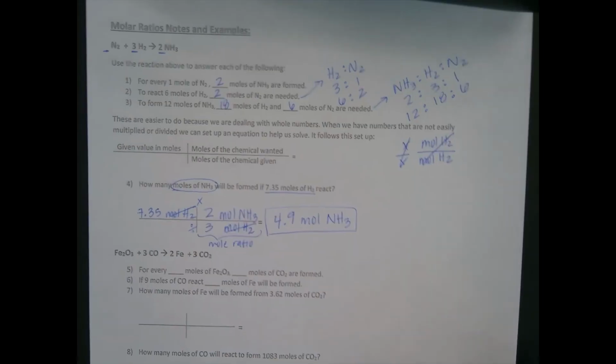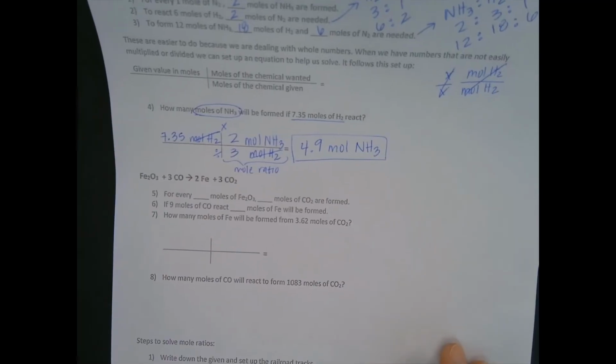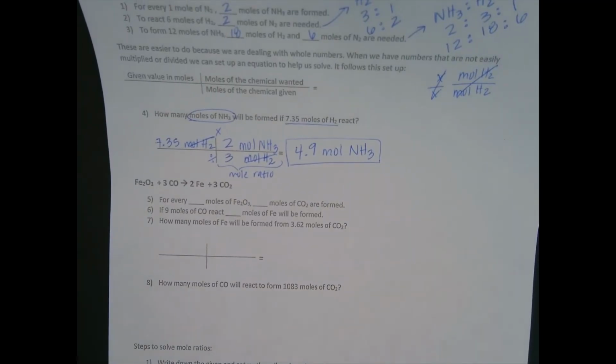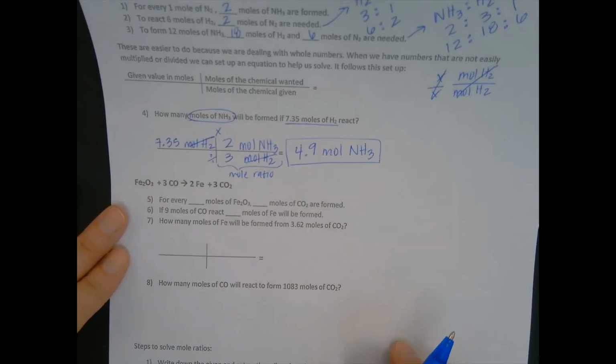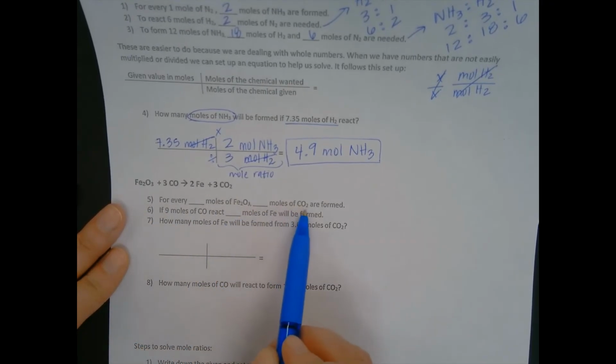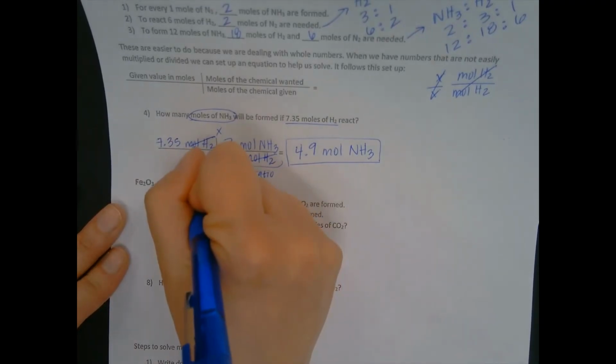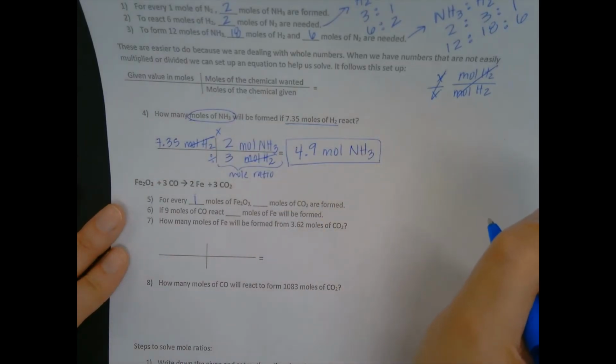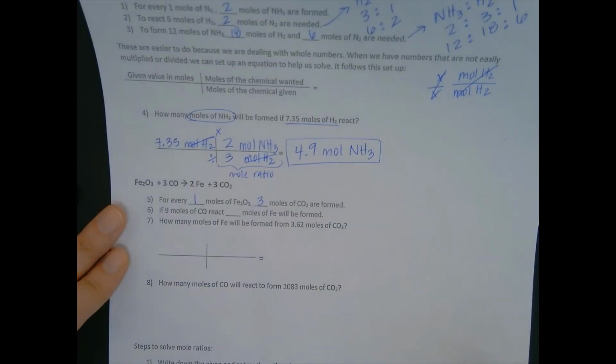Okay, let's look at the next reaction. Fe2O3 plus 3CO yields 2Fe plus 3CO2. So we're looking again at the coefficients from the balanced reaction, which tells us our ratio. So number 5, for every blank moles of Fe2O3, blank moles of CO2 are formed. What goes in here? What's that ratio? 1. So for every 1 mole of Fe2O3, 3 moles of CO2 are formed. We got that from the coefficients of the balanced reaction. Look at a neighbor and say coefficients of the balanced reaction.